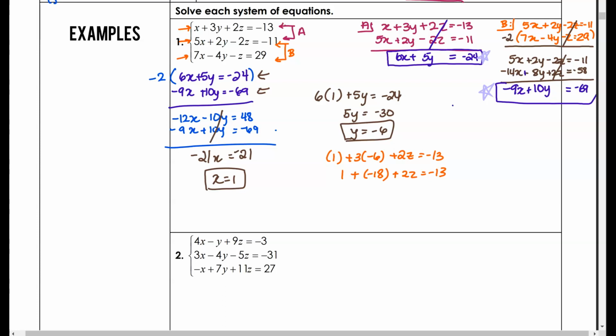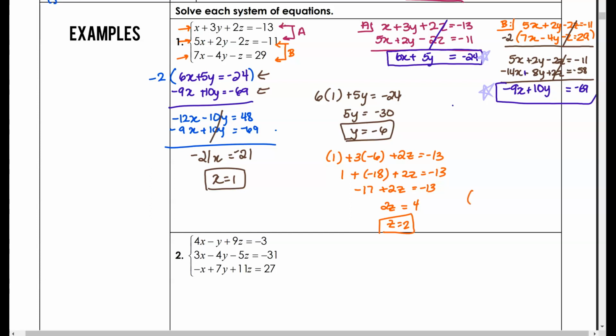And so then I'm going to move the negative 17 over. And then we're going to have 2z equals, the negative 17 moves over as a positive. So then 17 minus 13 gives me positive 4. I divide both sides by 2 and I get z equals, sorry, z equals 2, not 4, because I divide by 2. So z equals 2.